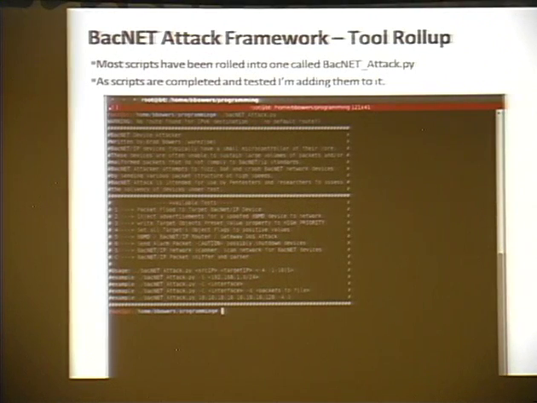So I had all these individual scripts. What I've been doing is rolling them all up into something that I call the Bacnet pentest or attack framework. So this way it's just one script that's menu-driven, and as I get new things that fit well, I'm adding them into this as time goes on.